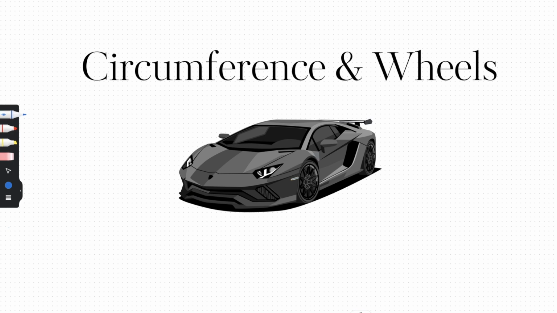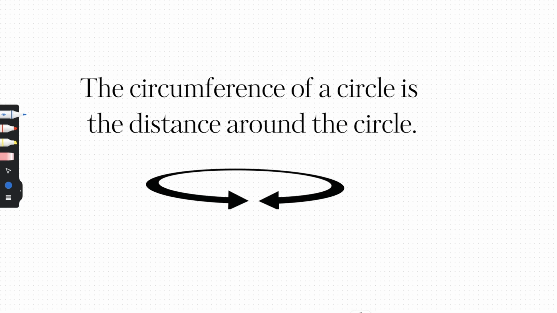So just a quick reminder. The circumference of a circle is the distance around the circle. So the key words here are the distance around. Anytime we have a circle, the distance that goes all the way around the circle, that's the circumference.